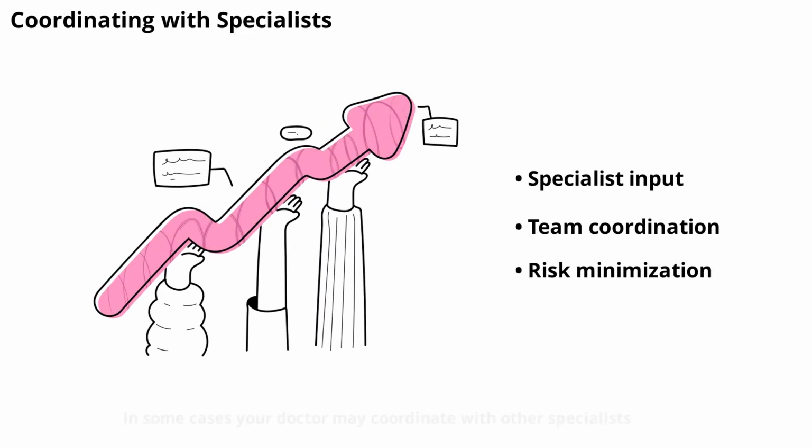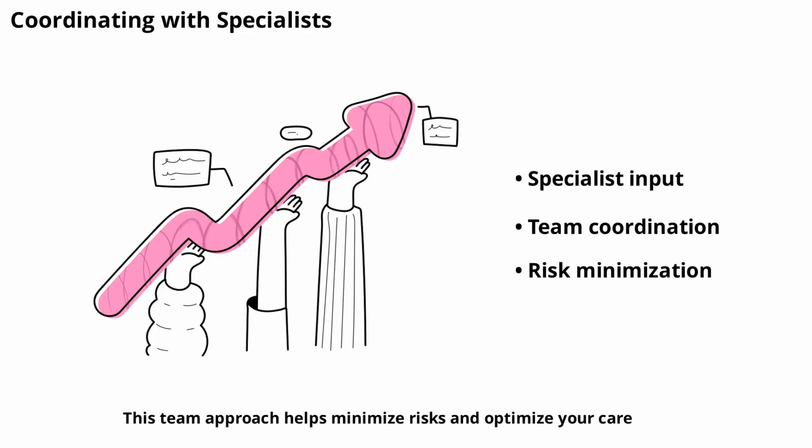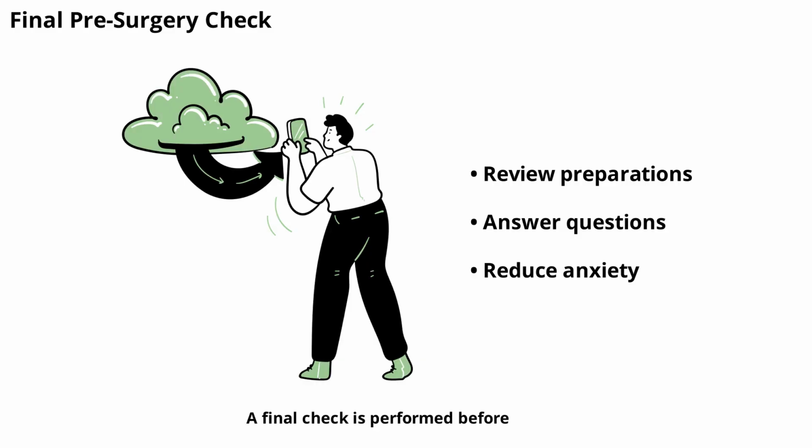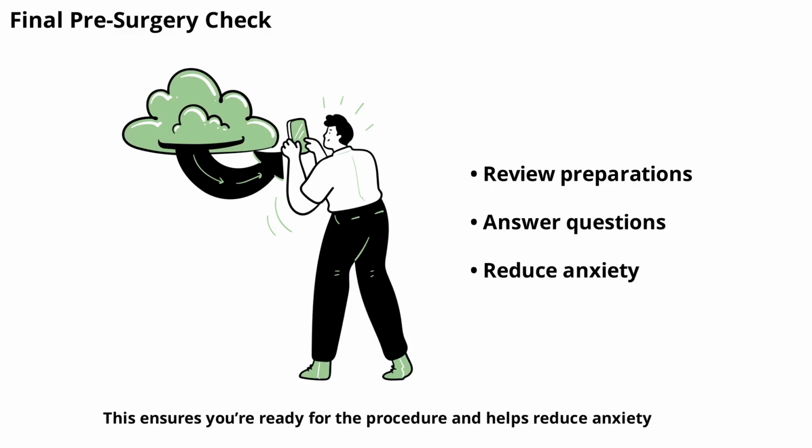In some cases, your doctor may coordinate with other specialists, such as a primary care physician or an anesthesiologist, to ensure you're healthy enough for surgery. This team approach helps minimize risks and optimize your care. A final check is performed before surgery to confirm all preparations are complete. The doctor will review your medical history, test results, and answer any last-minute questions. This ensures you're ready for the procedure and helps reduce anxiety.